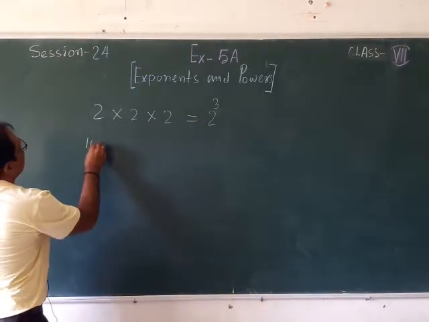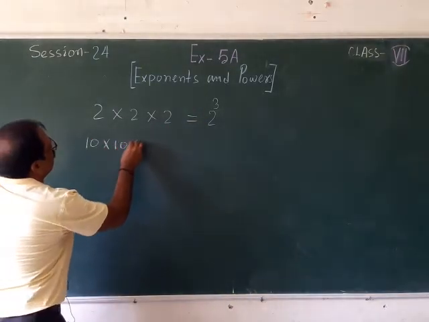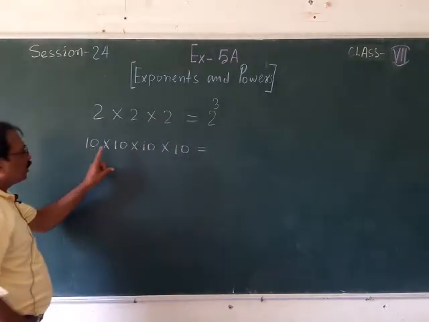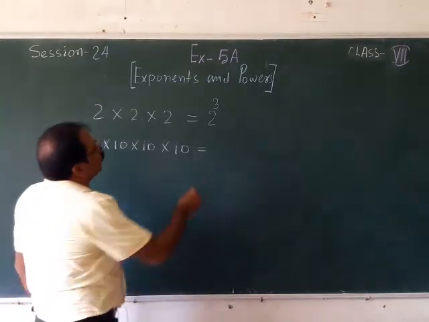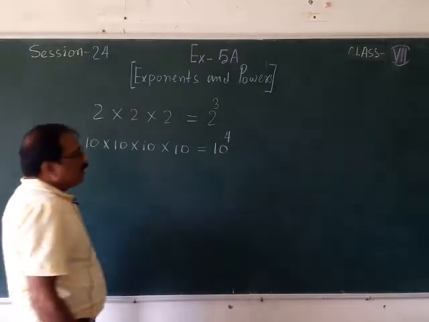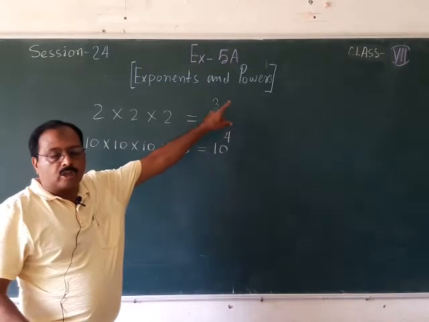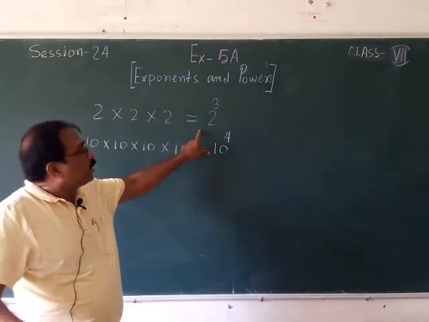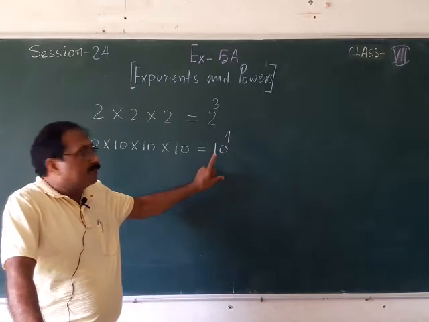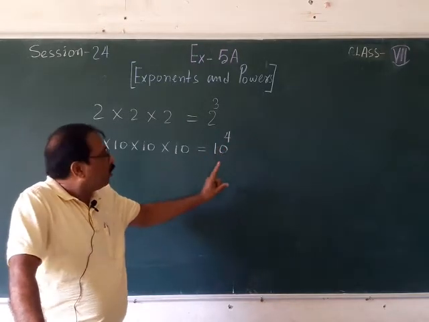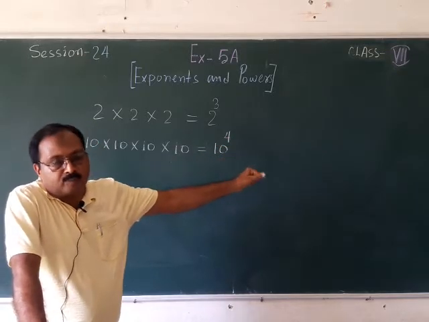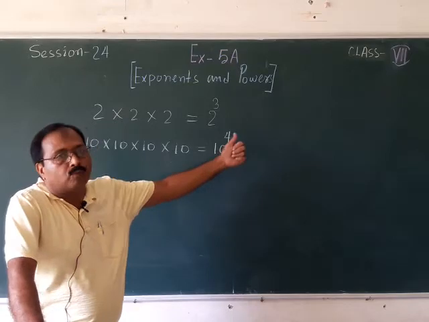Suppose I am writing 10 into 10 into 10 into 10. How many times is 10 written? 1, 2, 3, 4. So I can write it as 10 to the power 4. You can read it as 2 to the power 3 or 2 raised to the power 3. In the same way, you can read it as 10 to the power 4 or 10 raised to the power 4. So it is very simple to read it as 10 to the power 4.